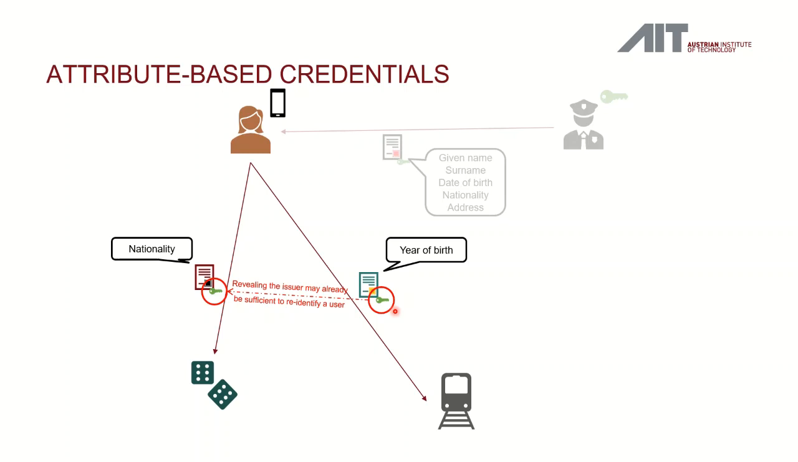However, in existing ABC systems, the issuer's public key is required for the verification process. So the relying party learns the issuer that certified the user's information. However, this by itself might already be a privacy issue, because the issuer might already be sufficient to re-identify a user. Just let me motivate this by two examples.